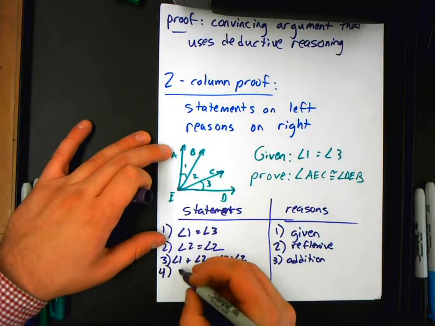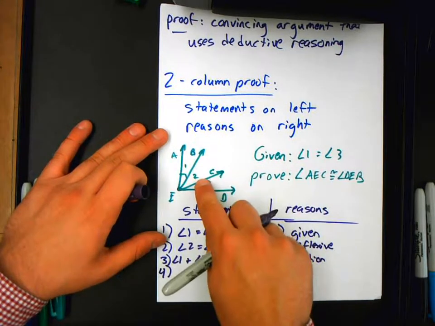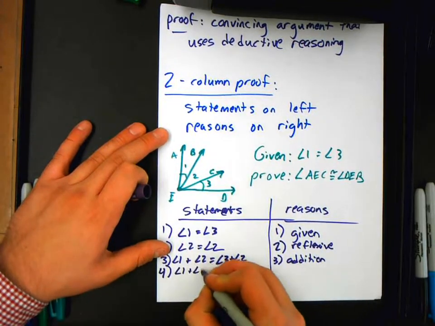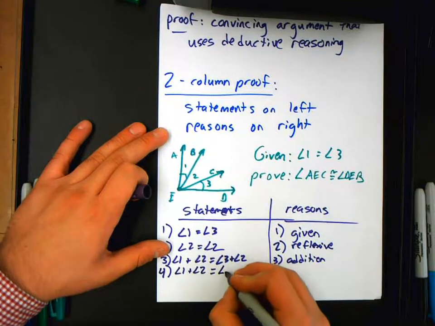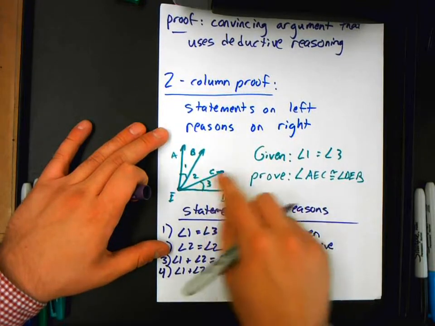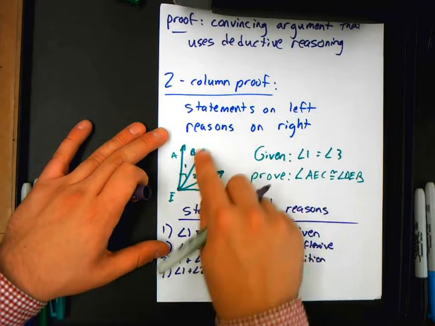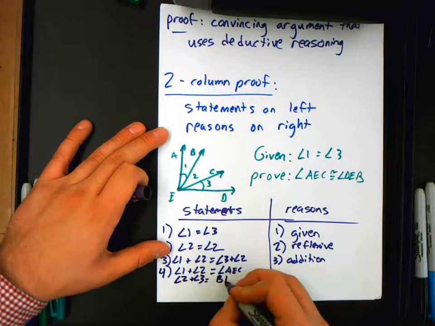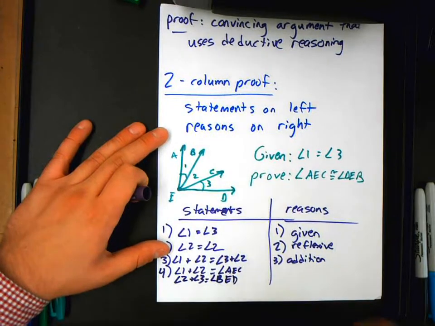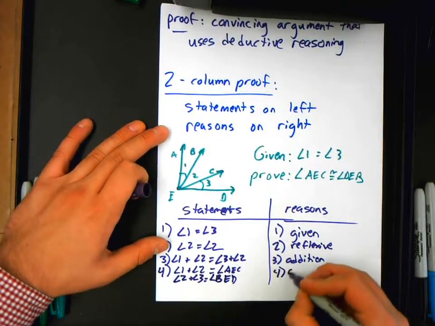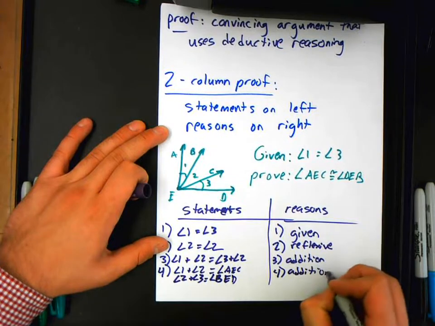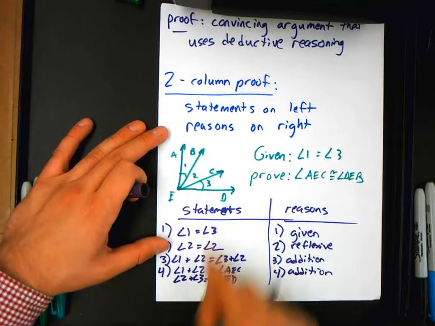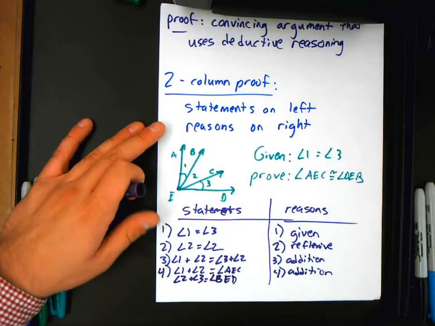Now my next statement that I can write is angle 1 and 2 is the same thing as AEC. Angle 1 plus angle 2 is equal to angle AEC. And that also means that angle 2 and angle 3 is the angle BED. And this is, again, using the addition property, adding two angles together to equal one angle. 1 plus 2 is angle AEC. 2 plus 3 is BED right here.